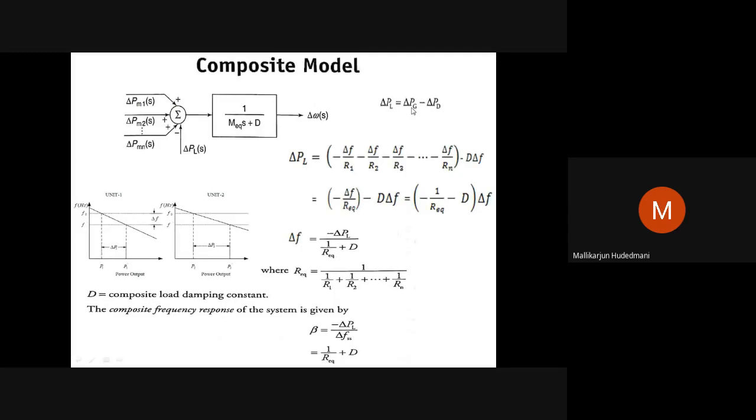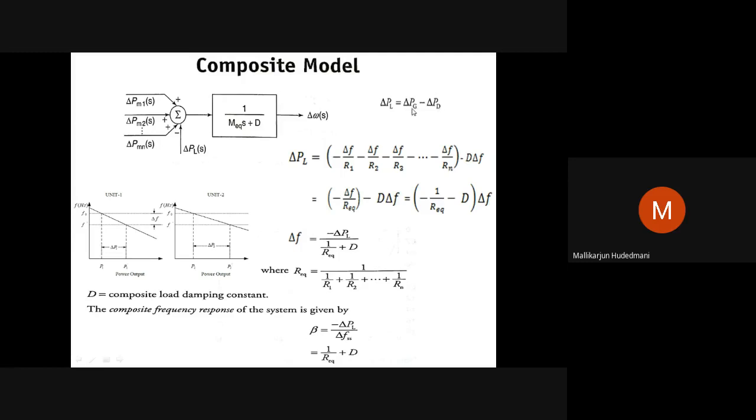Delta PL equal to delta PG minus delta PD. Delta PD is the frequency-sensitive load, D into delta F. D is unique to any area. This area is having several generators, doesn't matter, it's the unique D for that area, D into delta F.